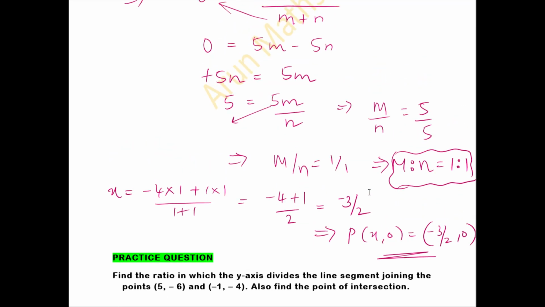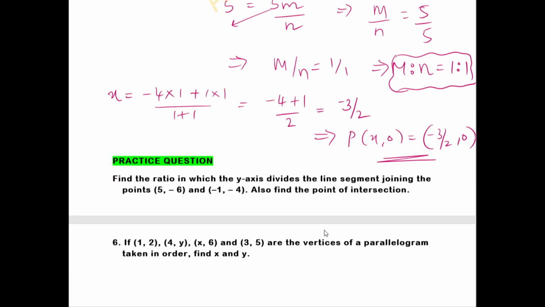A practice question: find the ratio in which the y-axis divides the line segment joining the points (5, -6) and (-1, -4), and also find the point of intersection. Here the y-axis divides the line segment. That means on the y-axis the point is of the form (0, y). Therefore you should equate the x coordinate to find the ratio m:n, and also find the point of intersection. Here you need to find the value of y.